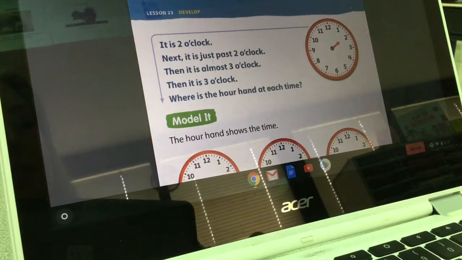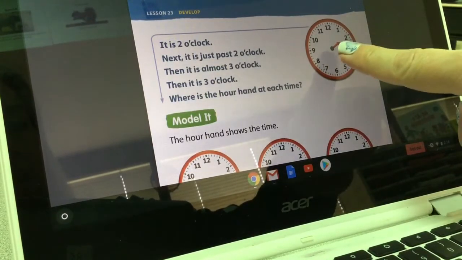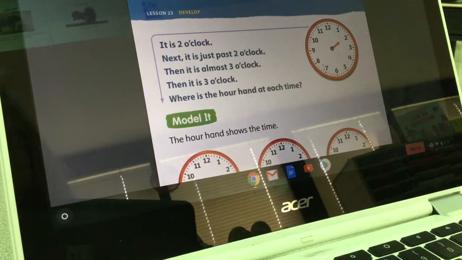So we're going to take each one of these parts of our problem and go through it with a clock. Let's read it again. It is 2 o'clock. This clock here shows us that it's 2 o'clock. Again, we're just looking at the hour hand. Next, it is just past 2 o'clock. So a few minutes have passed. It's just past 2 o'clock. Then it is almost 3 o'clock. Getting close to 3 o'clock. Then it is 3 o'clock. Where is the hour hand at each time?